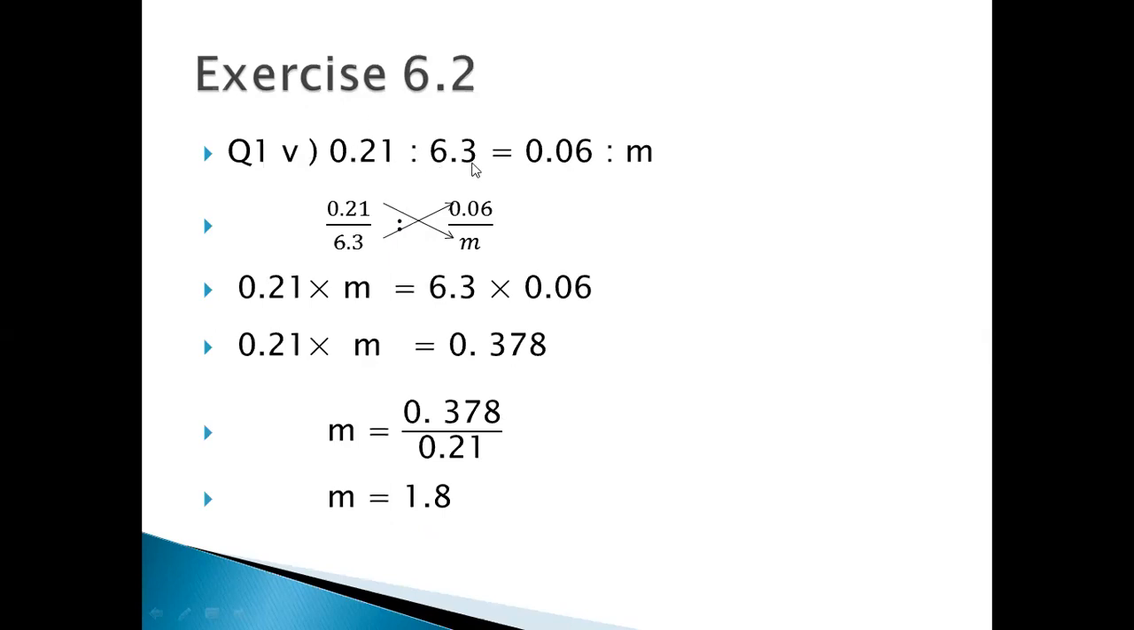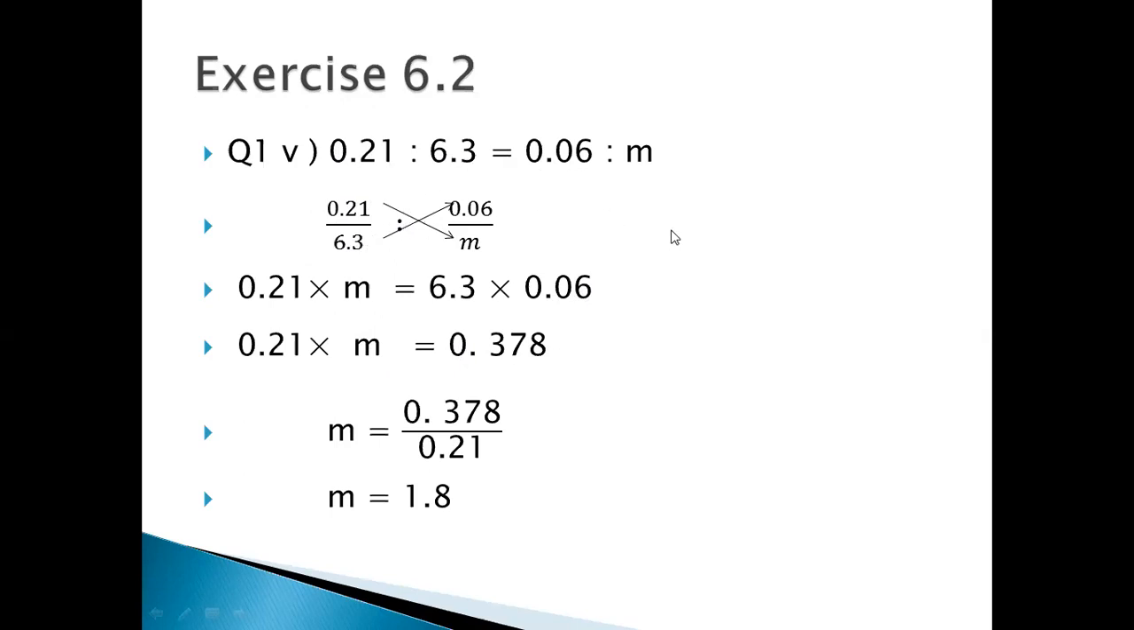In the fifth part, the values are given in the form of decimals, with a point. You may be confused due to the point. That's why I'm solving the fifth part. Otherwise, the method is totally the same as part 1. So 0.21:6.3 is equal to 0.06:m. Now again, you write the first ratio in the form of a fraction, the first value in the numerator and then the second value in the denominator.